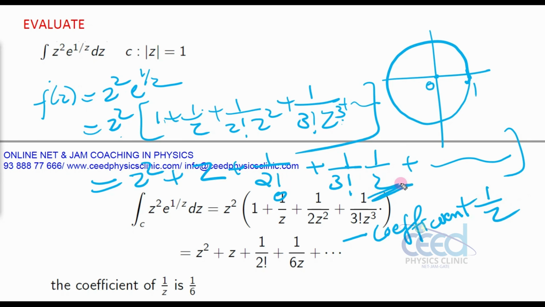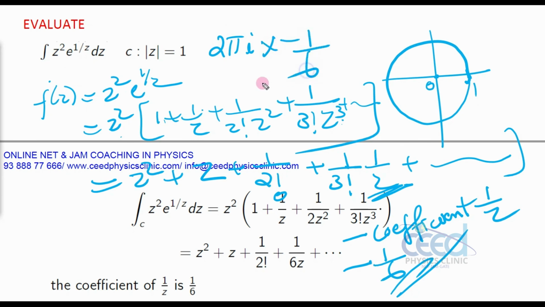So this is the 1 by z term, right? What is the coefficient? The coefficient of 1 by z is 1 by 3 factorial, that is 1 by 6. So our integral value will be 2 pi I into the sum of residues. The sum of residues is 1 by 6, so you may cancel, and the answer will be pi I by 3.